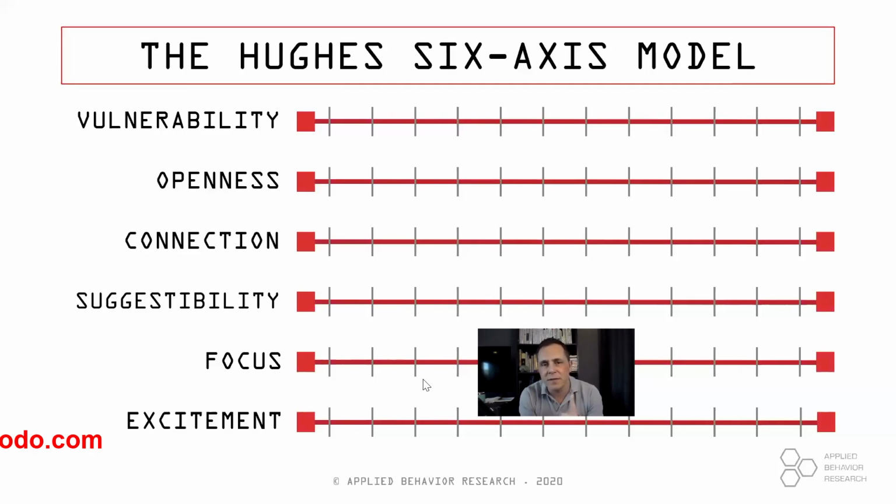But there's a 7th axis, and that happens outside of the person. And that 7th axis is novelty. And this is where I'll leave you guys for the session. Novelty creates focus, and focus is currency.